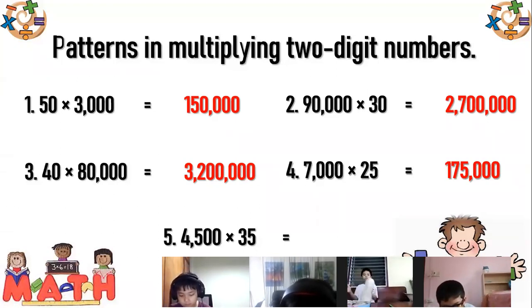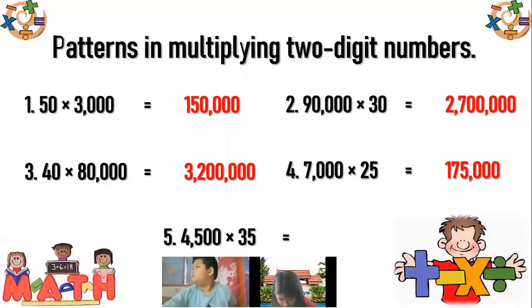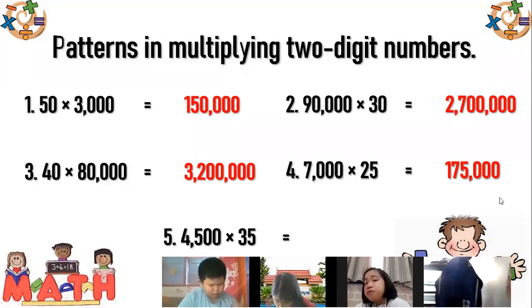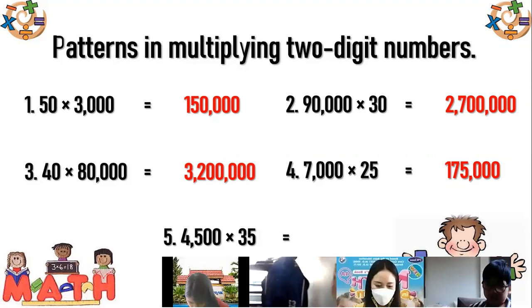4,500 multiplied by 35. Please wait for me for a second. Take your time. Does any student already know the answer? Come forward and answer first. First multiply 5 by 4,500. Then multiply 3 tens by 4,500.